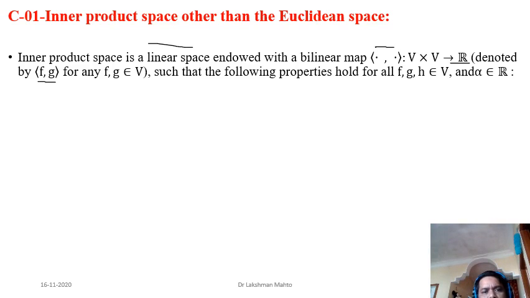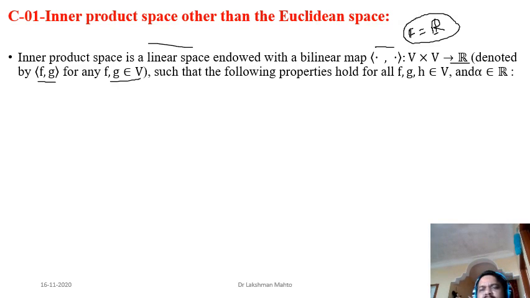We denote it this way for any two elements from the linear space V, such that this inner product, or this bilinear map, is linear in both F and G. Remember that here we have taken the field R, the real numbers, so the entries are coming from real numbers. Whenever I say entry, I mean the very elementary level: matrices have entries, vectors have entries. So here the elementary entries happen to be real numbers.